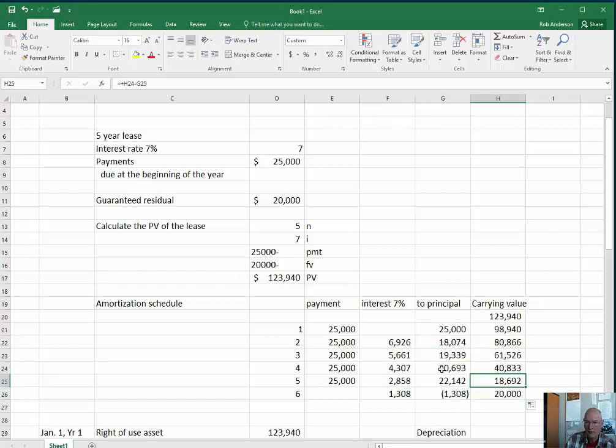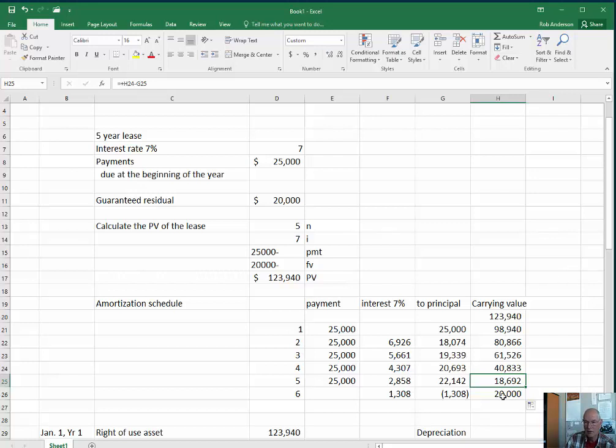But remember that your fifth payment is due at the very beginning of year 5. But you don't give the equipment back until the end of year 5, basically the beginning of year 6. So remember that $20,000 residual value. At the last payment, this still shows that you owe $18,692. So this is where you need to be careful. Don't get worried. Don't get confused. The $18,692 will turn into zero owed as soon as you give them the $20,000.